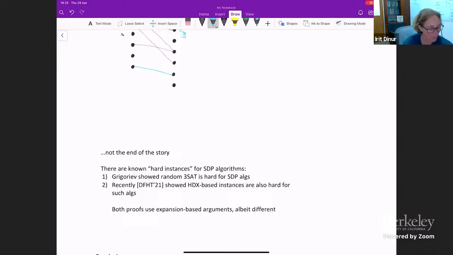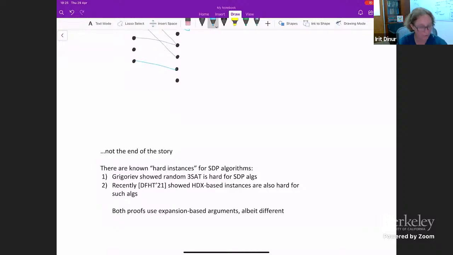We talked already about the fact that random three-SAT and random instances are hard for all the studied convex programming hierarchies, even the strongest ones, the sum of squares hierarchy. This was shown by Grigoriev. And these are for random three-SAT. Recently, in a work, we showed different kinds of instances coming from, I wrote here HDX based, but you should read it as splittable, or let me say related to splittable.